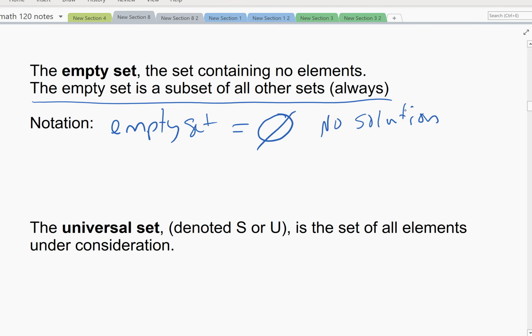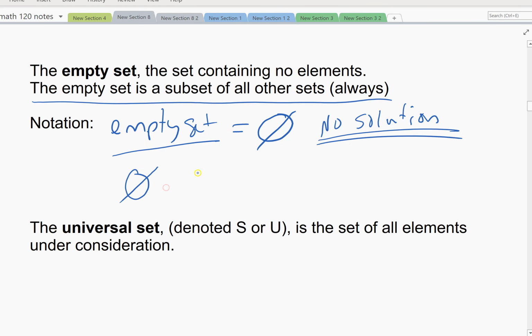Which is why we have an empty set in mathematics. An answer to some mathematical questions is no solution. The solution set is empty. There is no answer that works, therefore it's an empty set. And so that symbol is this circle with a line through it. That means the empty set, there's no solution to the problem.